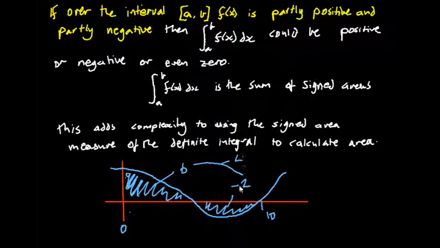So I would get an area of 4, and that's not really useful for us, because I want to find out what the actual area is between those, where I should get 8, because the area of this plus the area of this will give me 8, whereas working it out as one big thing will give me 4, which I don't want. So obviously this adds complexity to using the signed area to measure the definite integral.